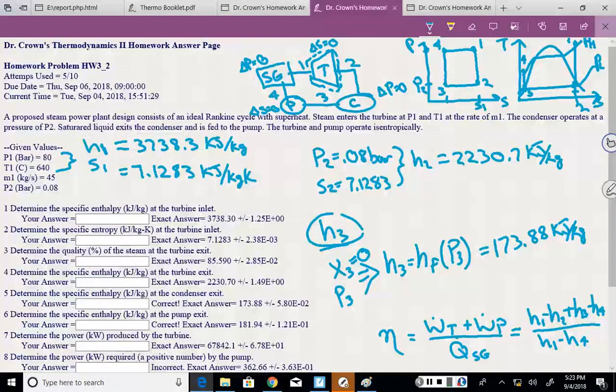Right, and then finally I need H4 at state 4. We have the same entropy as state 3 and same pressure as state 1. So at state 4, P4 equals 80 bar.